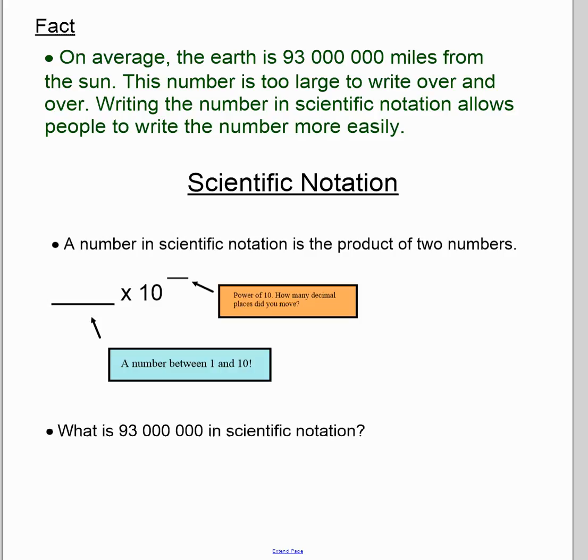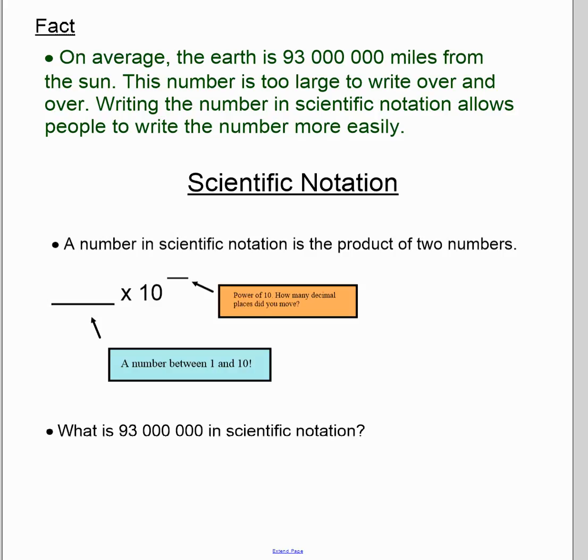So basically, scientific notation is comprised of two things. You've got a number that is between 1 and 10. Be careful with that. It can't be 10. So it has to be from 1 to like 9.999. And then you have this power of 10.